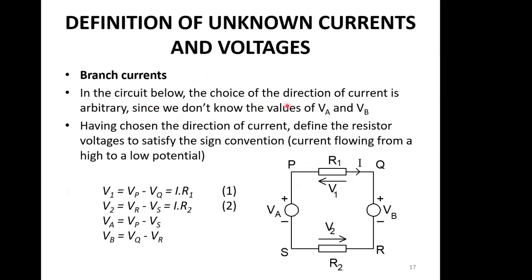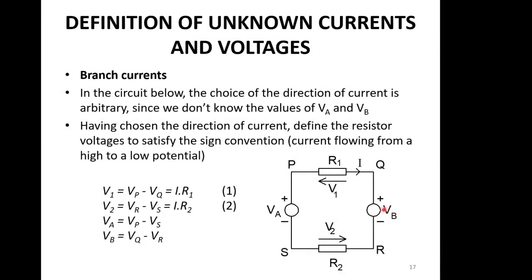In the circuit below, the choice of direction of the current is arbitrary. It could flow either way. We don't know because we don't know the values of VA and VB. If we assume that VA is bigger than VB, then the current will flow from VA this way to VB. This will be a positive voltage because you're going from a high voltage to a low voltage, and the current will be positive because it's going from high voltage to a low voltage.